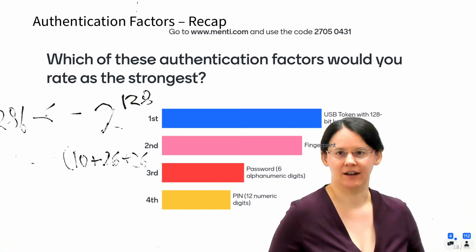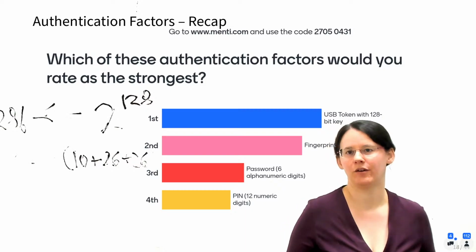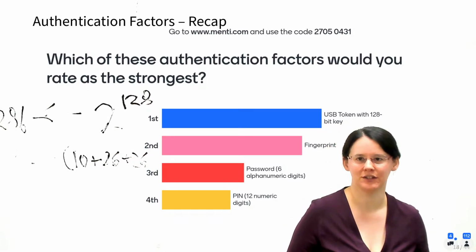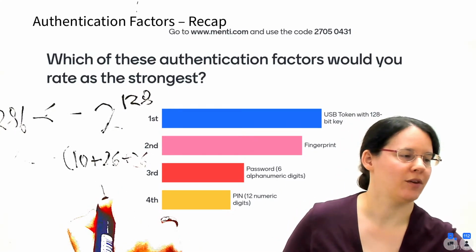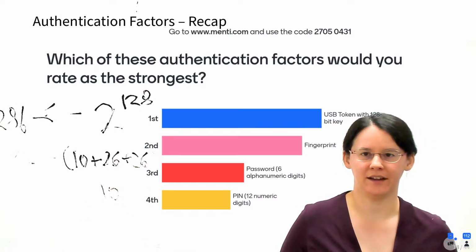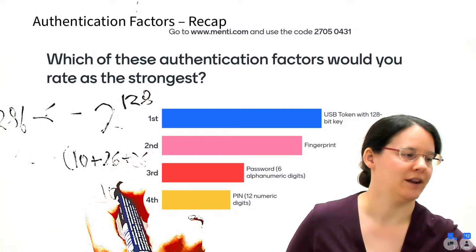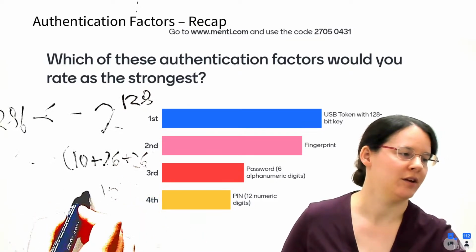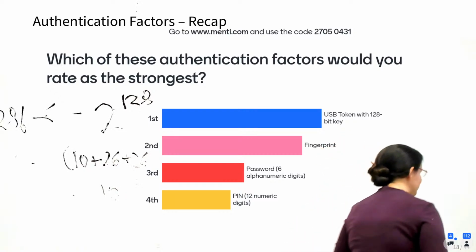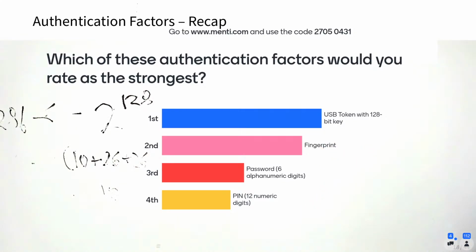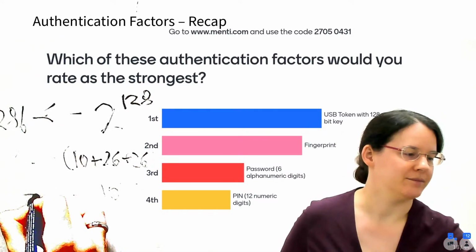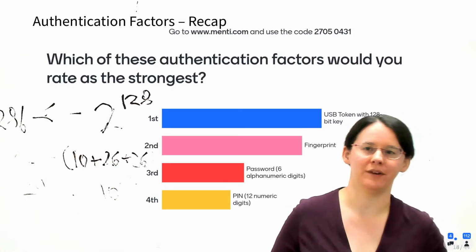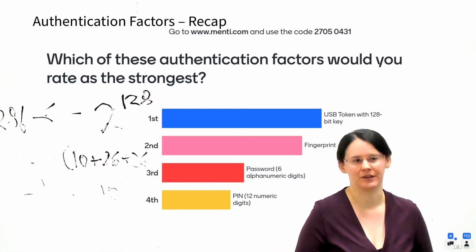Now for the very last option, the pin of 12 numeric digits. How many options do we have here? Well, it's an unreadable 10 per letter, and we have a total of 12 letters, so 10 to the power of 12, which I need to check my cheat sheet, is approximately, let's see, 2 to the power of 40. So that's 40 bits of entropy, assuming that all of the pins are equally likely.